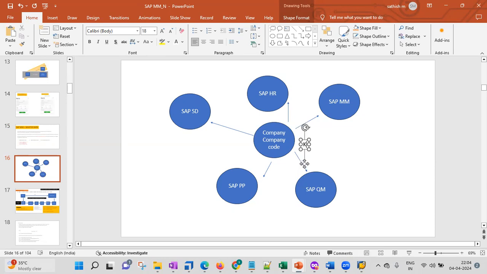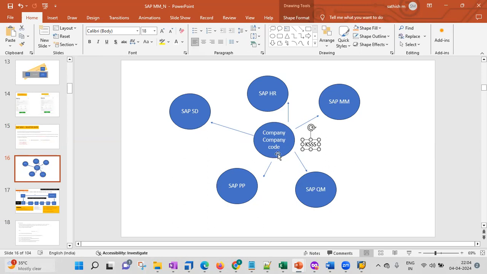KSSS, K, triple S, sir. Okay, so this is the company code, right? This is the company code. The same way, this company code is required for the MM people, for the HR people, and for SD, PP, and others.